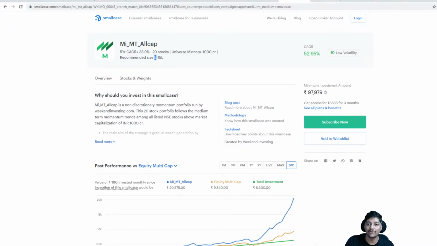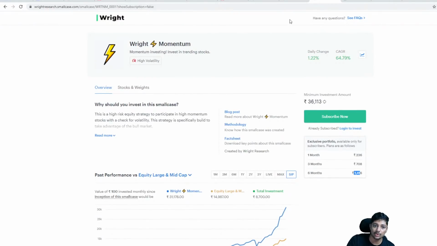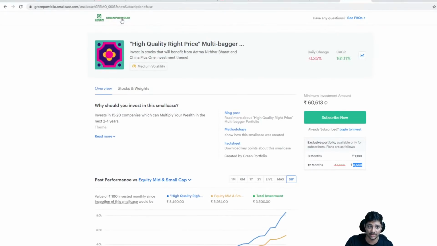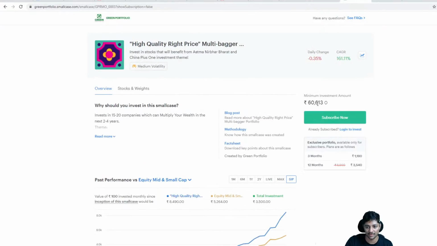Recommended size, 5 lakhs minimum, you have to try to invest. Number one. For all the people who can invest only 2 to 3 lakhs in a year, I would tell you to first go for the green portfolio one, and second for Wright Momentum. Either one of them. You can choose depending on your minimum investment criteria. But this is for at least 2 lakhs, right? If you're doing 2 lakhs, then that should help.